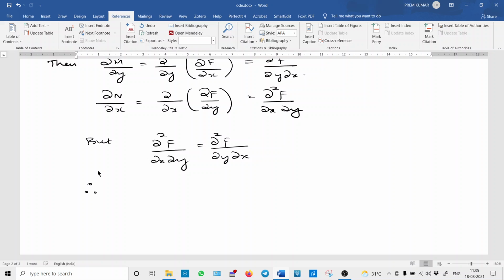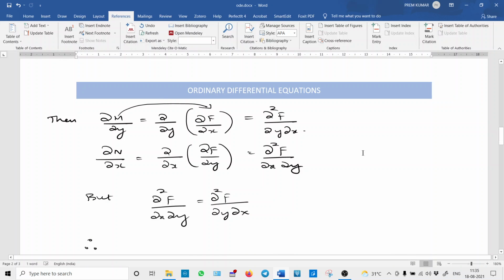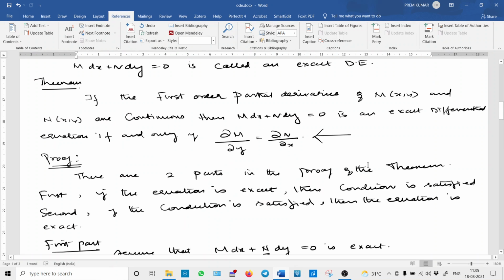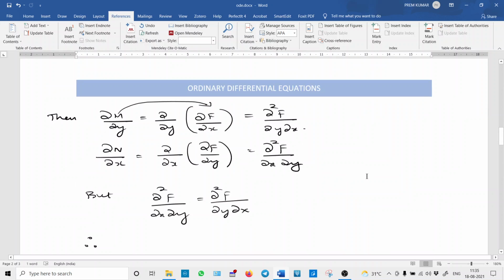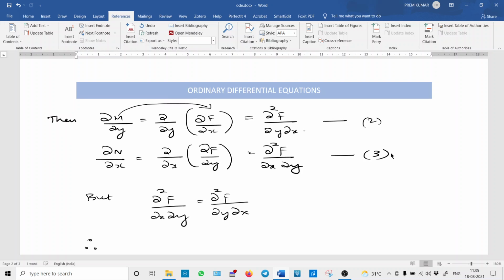Therefore, what we get, I name these equations as 1 and 2. This condition we will name it as 1. What is a condition? Yes, this condition we can name it as 1. For the important things only we can give the numbers, and this one we can name it as 2, and this one we can name it as 3.